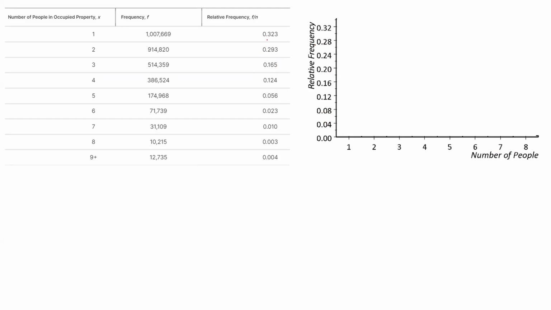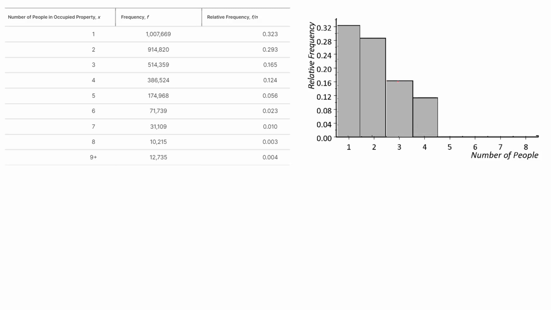So as you can see, the very first relative frequency or the probability is 32.3%. So what is happening here? It means that the very first bar, which represents the relative frequency for 1, stops at this point. We expect the next bar to have a smaller height. So here at 2, you have 0.293 or 29.3%. The next one is 16.5%. So as you can see, the bar stops here.